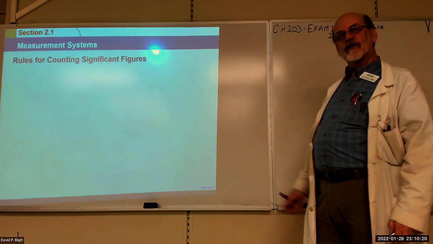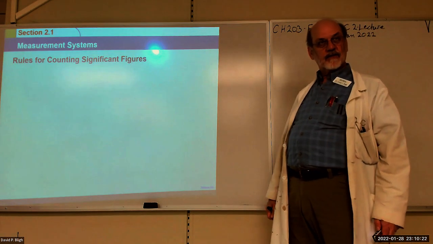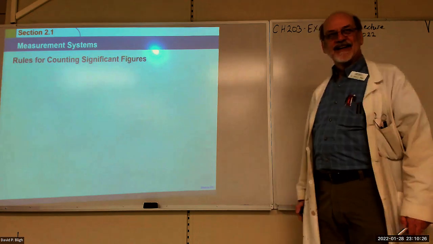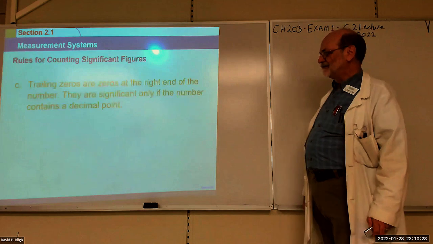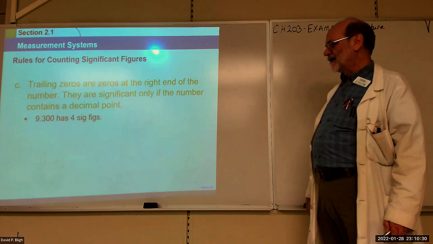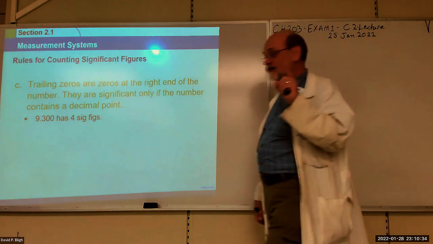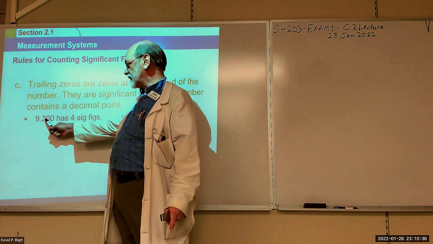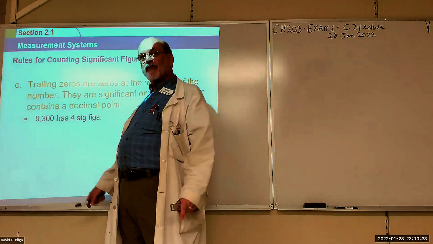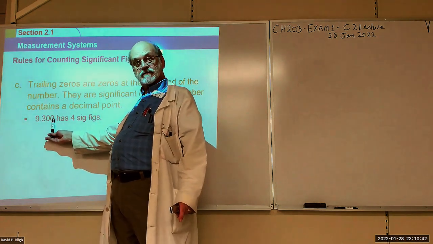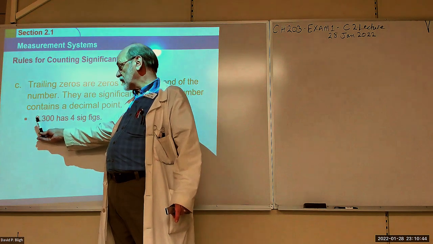And then there are zeros to the right of non-zero numbers. It depends. Where is the decimal point? Is there an explicit decimal point in that number? If there is, then these zeros are significant. They're placeholding for this last one, which is uncertain. That one's certain, that one's certain, that one's certain.